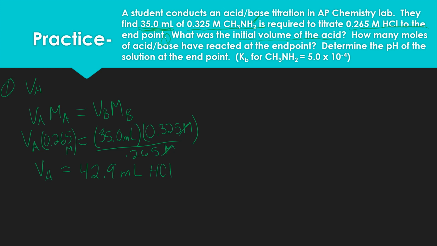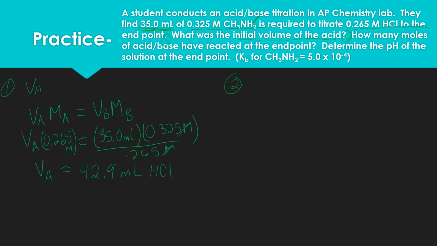All right, let's take a look at the second question up here. It says, how many moles of acid and base have reacted at the endpoint? Okay, well, if we want to find our moles of acid or our moles of base at that endpoint, then we just need to do a volume times a molarity. We can do it for either chemical. I tend to use the one I'm given both values for just because we have them, but you can use either one. So let's just use our base here.